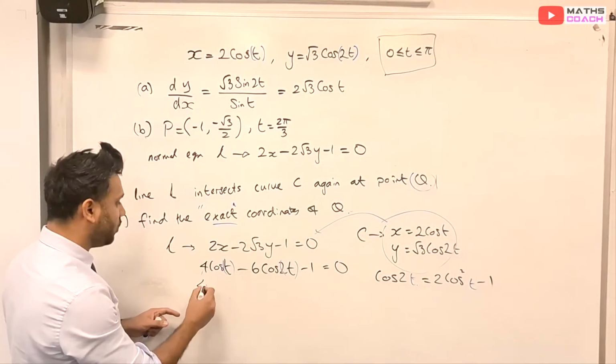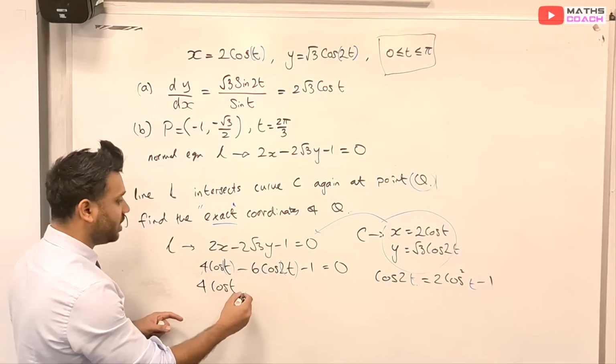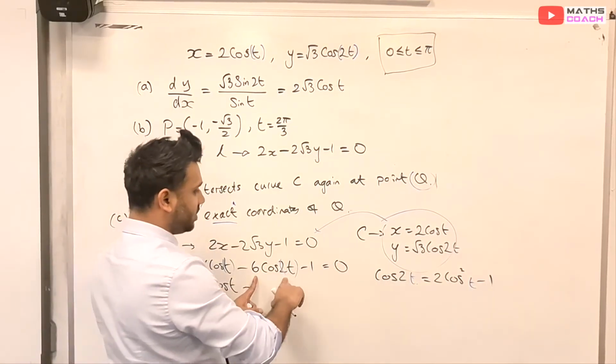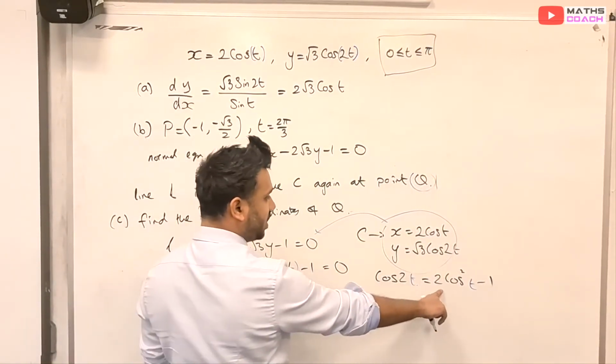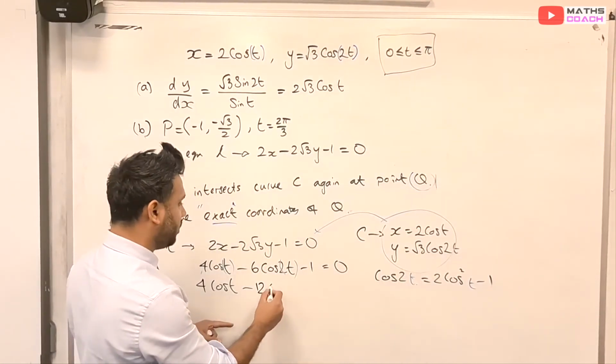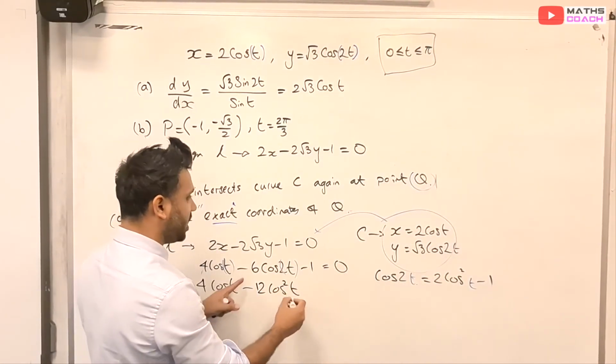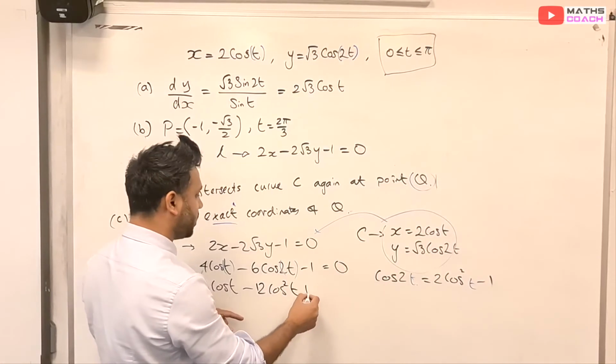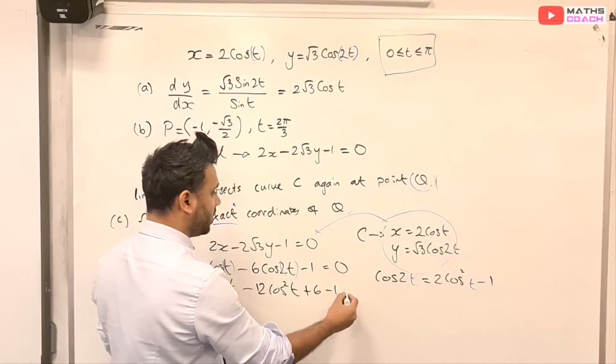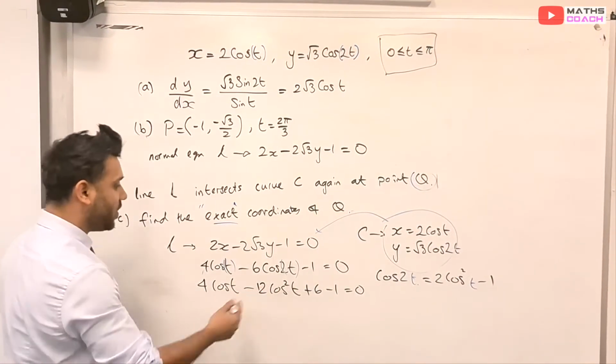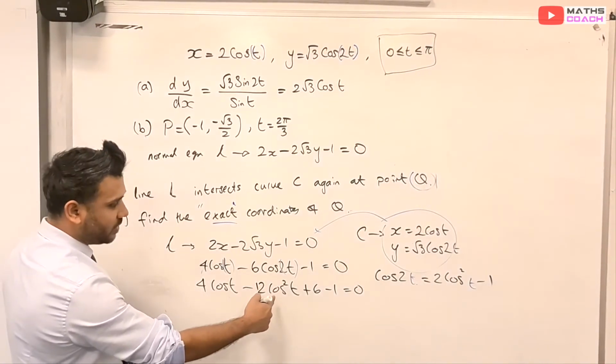So we have 4 cos t minus 6 times cos 2t. So minus 6 times 2 is minus 12 cos squared t. And minus 6 times minus 1 is positive 6. Take away 1 gives you 0. Okay, so just rearrange it into cos squared being positive.